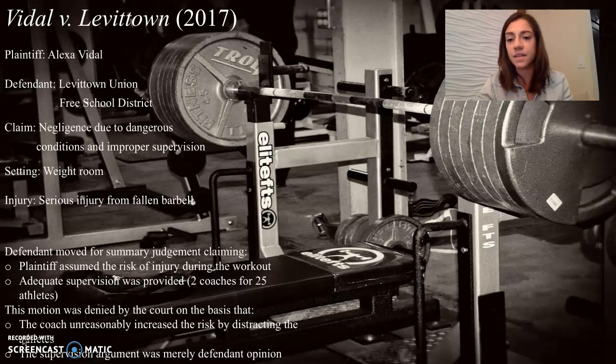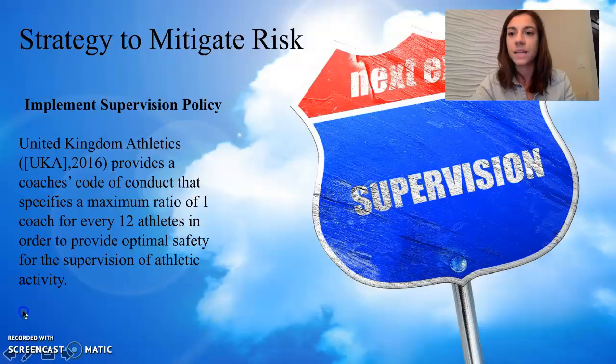So in this case, the defendants moved for summary judgment, claiming that the plaintiff assumes the risk of injury during a workout and that adequate supervision was provided because there were 2 coaches for 25 athletes. This motion was denied by the court on the basis that the coach unreasonably increased the risk when he blew his whistle and distracted the athletes, and that the defendant's claim that the supervision was adequate was just merely their opinion. One of the claims brought up in this case was improper supervision.